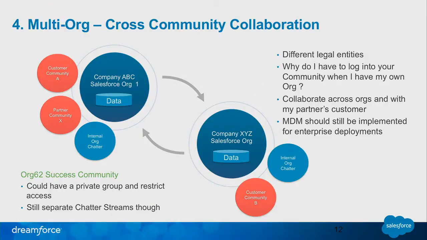And finally, we have multi-org cross-community collaboration. So this could be organizations where each org needs to be maintained individually, or it could be different legal entities. So each of us in this room are in this situation that if we want to collaborate, we have our own orgs which we want to control. We don't want anyone else imposing changes on us, but we do want to still collaborate and have conversations.